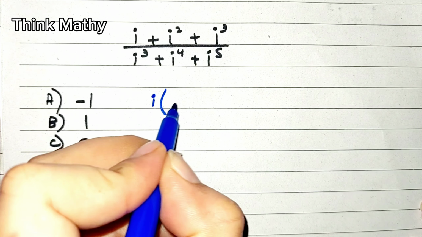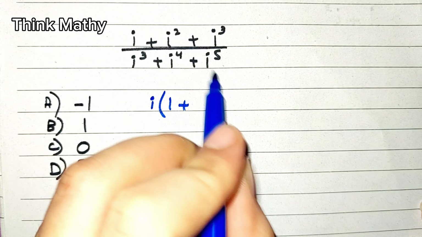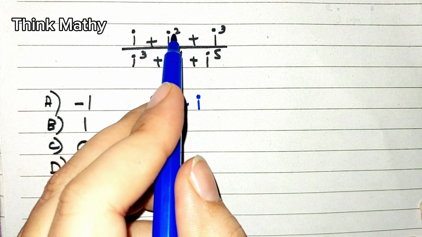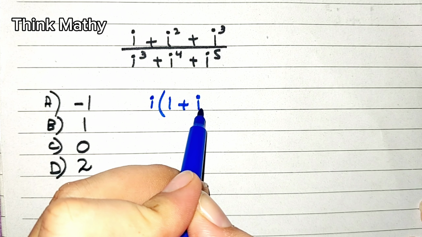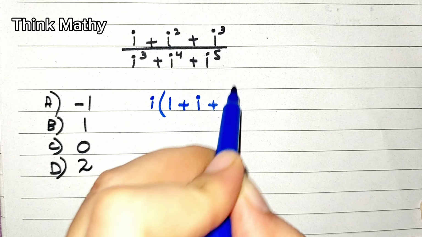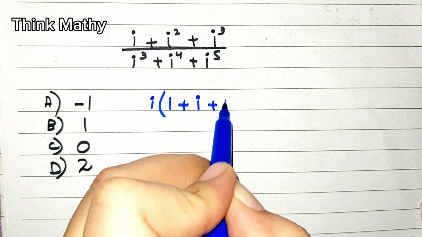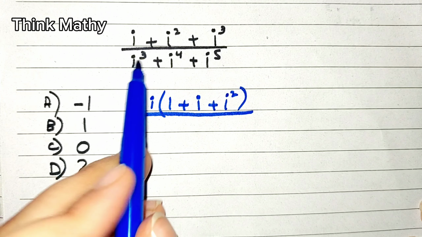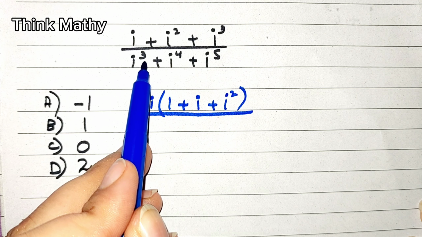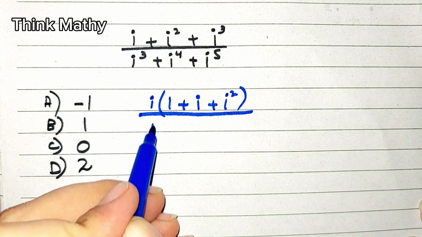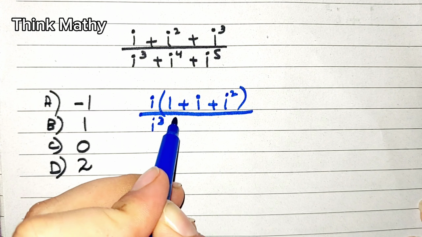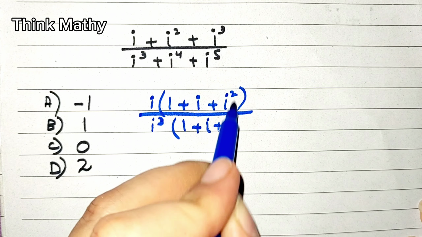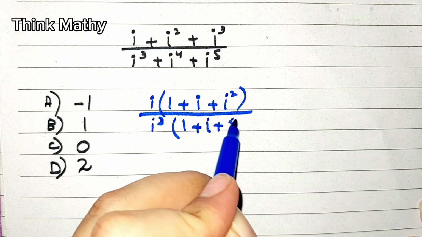So we are left here with 1 plus, i² will become i here, because if we divide i² by i, we are left with simply i, plus i³ divided by i gives you i². Okay, and in the denominator we will do the same, but here we can see that we can take common i³. So i³, and we are left with 1 plus i, plus here it will be i².